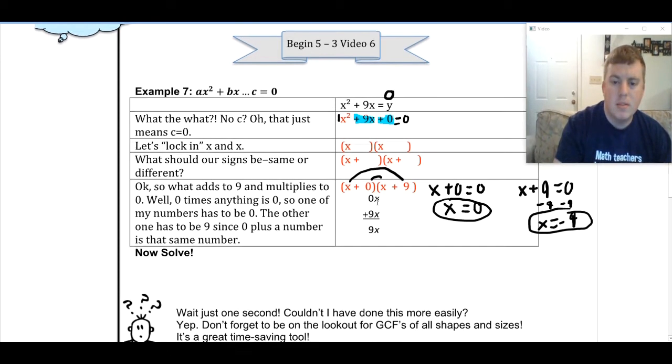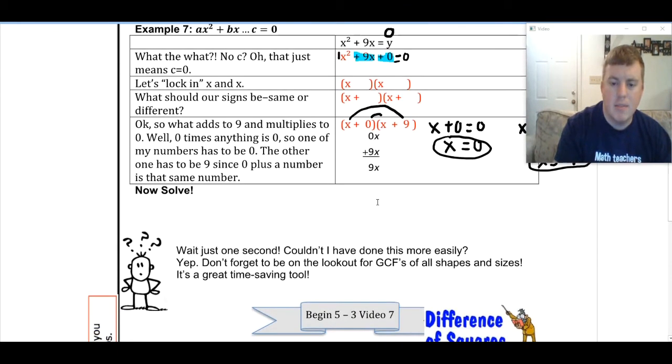Now, you might have seen something at the very beginning of this. There is an easier way to do this. Remember when we first started talking in this lesson, we talked about greatest common factors, and how we always wanted to check for a GCF first. Now, a GCF does not always have to be a number. It could be a variable as well.